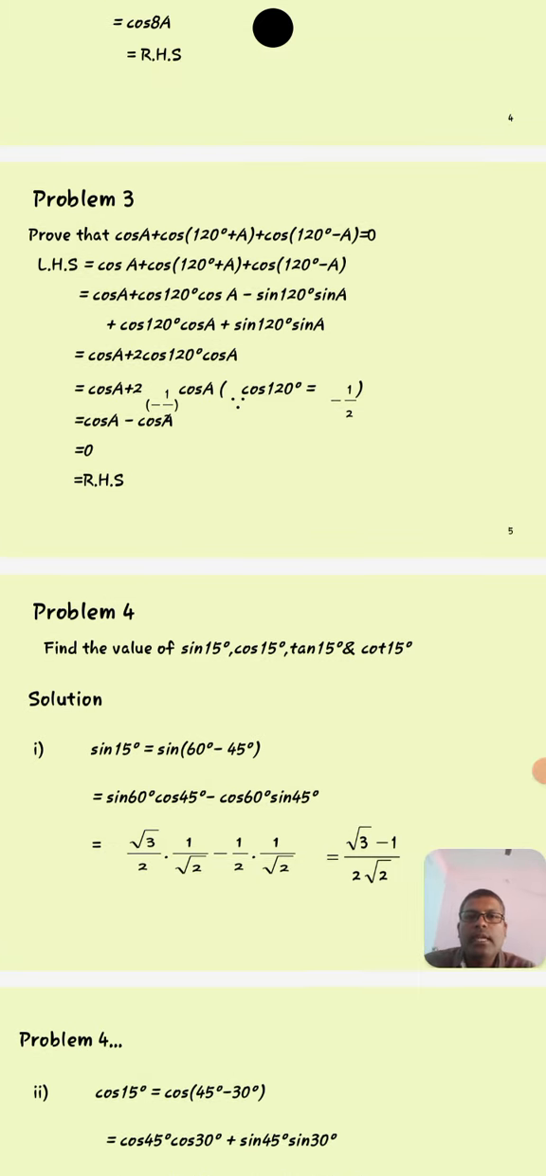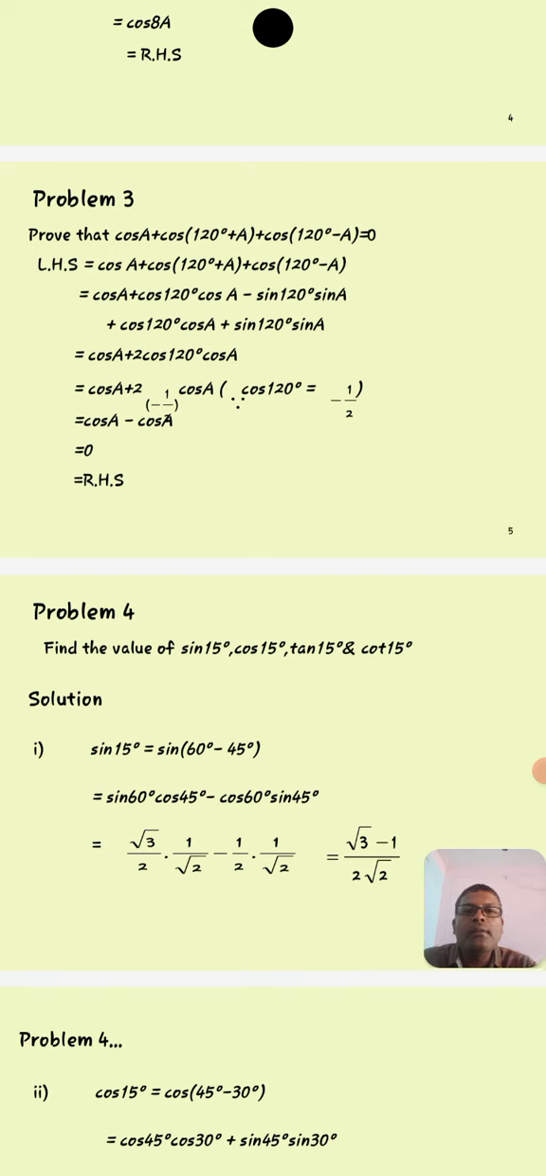Here once again you listen. Prove that cos A plus cos of 120 plus A plus cos of 120 minus A is equal to 0. Now here LHS we have to do. Here we apply the cos of A plus B formula and cos of A minus B formula. Then the minus and plus will be cancelled. We get cos A plus 2 cos 120 into cos A.